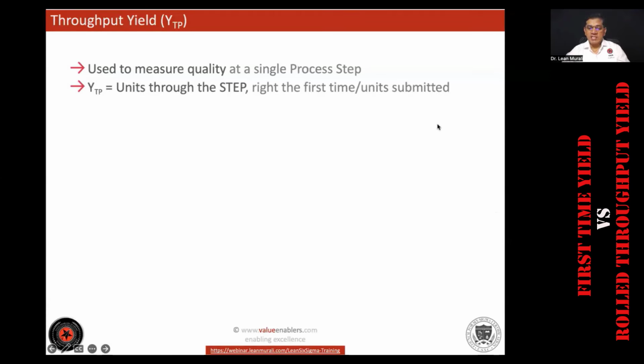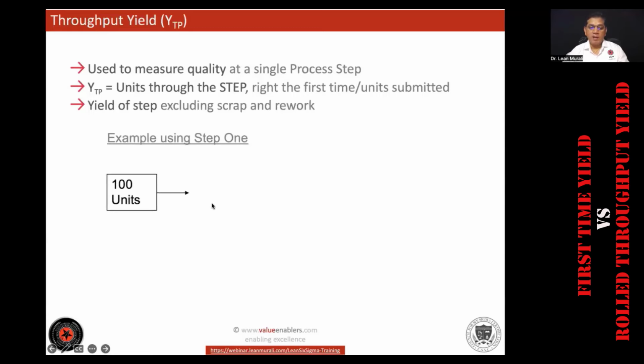Units through that step right the first time, divided by total units submitted. Now, this is what I said, you need focus to understand this. Yield of the step excluding scrap and rework. Yield of that step excluding scrap and rework.